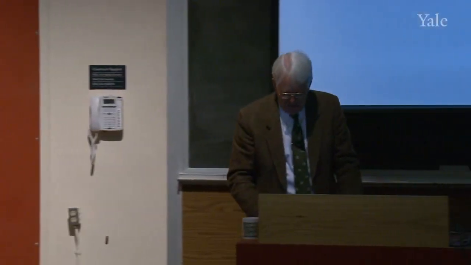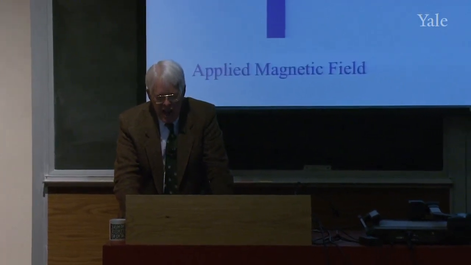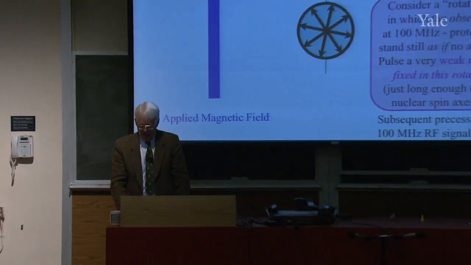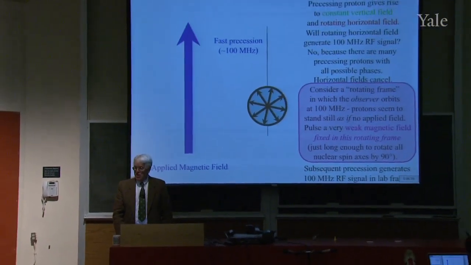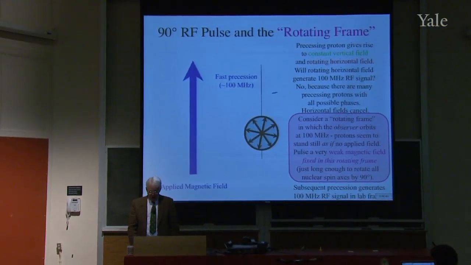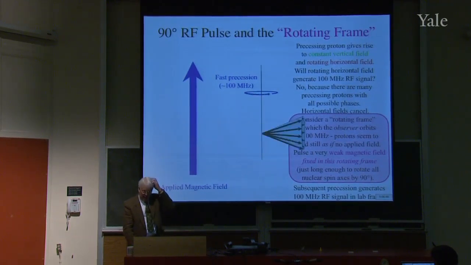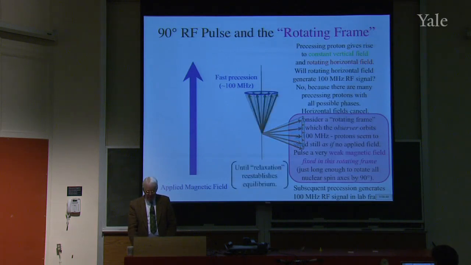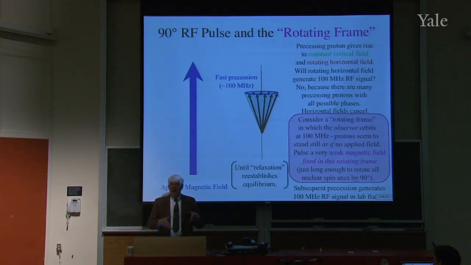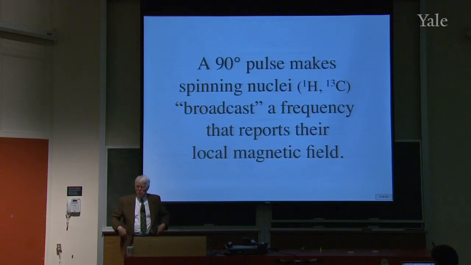So just to finish in a second here. So we went into the rotating frame long enough to get them to 90 degrees, and now we go back, and now we see a signal coming out at 100 megahertz. So that's how you do the NMR experiment. They go like that, and that's the signal you see. So it's 100 megahertz in the laboratory frame until they relax and go back to where they started, right? Then the signal goes away. Okay, so that's what we're going to talk about some more.